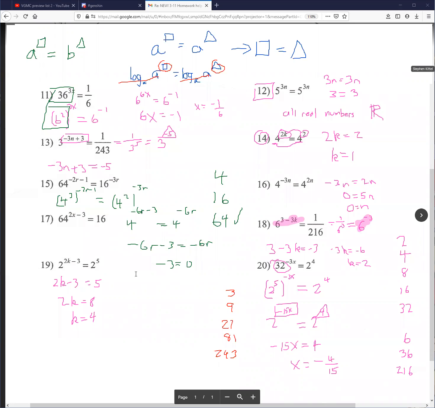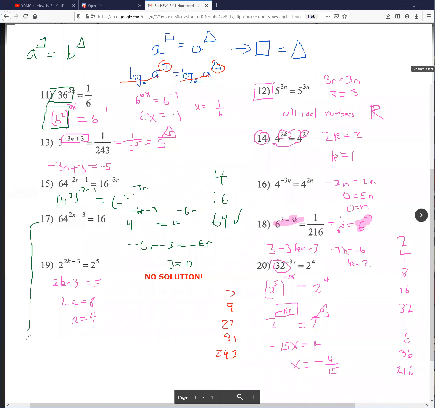Negative 3 is never equal to 0. This is just never true. The answer to number 15 is no solution. It ain't gonna happen. Nuh-uh, ain't gonna do it. All right, so that's 15.